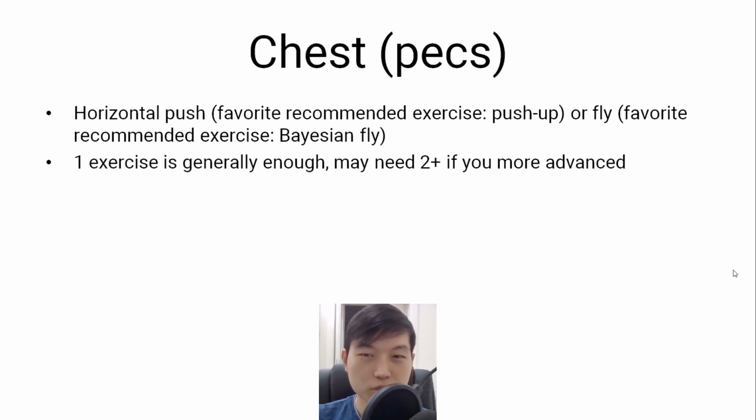Either a horizontal push or a fly. My favorite recommended exercise for a horizontal push is the push-up, and for the fly is the Bayesian fly. But you can also do bench press, dumbbell bench press, chest press machine, and different types of flies.